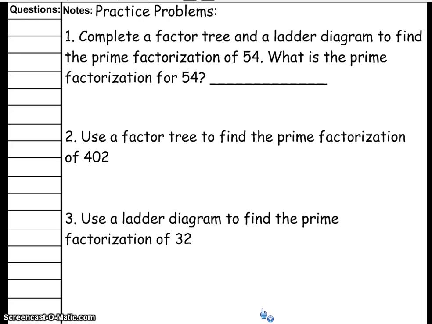If you need to re-listen to any part of the video, please stop, go back to the beginning, and re-listen to it, but make sure that you have the understanding of how to find prime factorization using either the factor tree method or the ladder diagram.